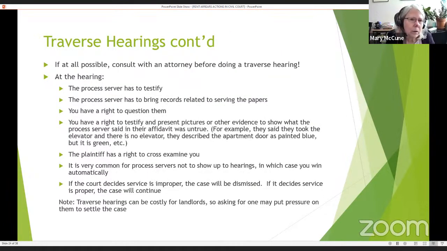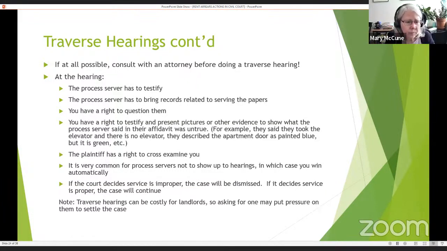Okay, so if you can talk to an attorney before doing a traverse hearing, more likely you won't be able to. This is just an outline of the general way things go, so you have an understanding. I can't give you legal advice. Like I said, it's really fact specific, but this gives you an idea of how it works. The process server has to show up. They have to testify. They have to bring records related to serving the papers. They have to keep records. I think it's for 7 years now. I'm not 100% sure.